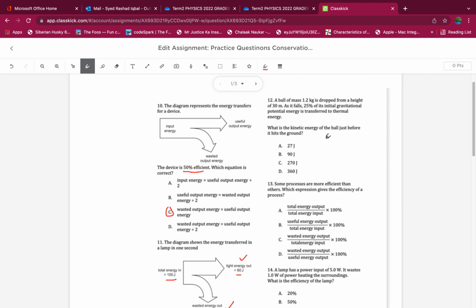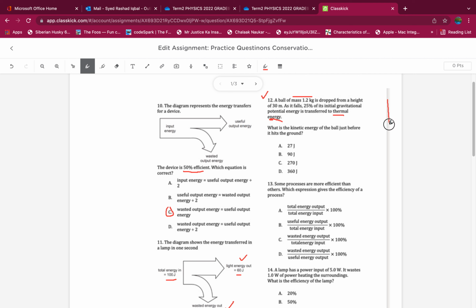In the same way, look at question number 12 here: a ball of mass 1.2 kg is dropped from a height of 30 meters. It's very important to read the question. Mass is given to you. These are the key quantities. As it falls, 25% of its initial gravitational potential energy is transferred to thermal energy. But this 25% is basically wasted energy, dissipated as thermal energy. What is the kinetic energy of the ball just before it hits the ground?